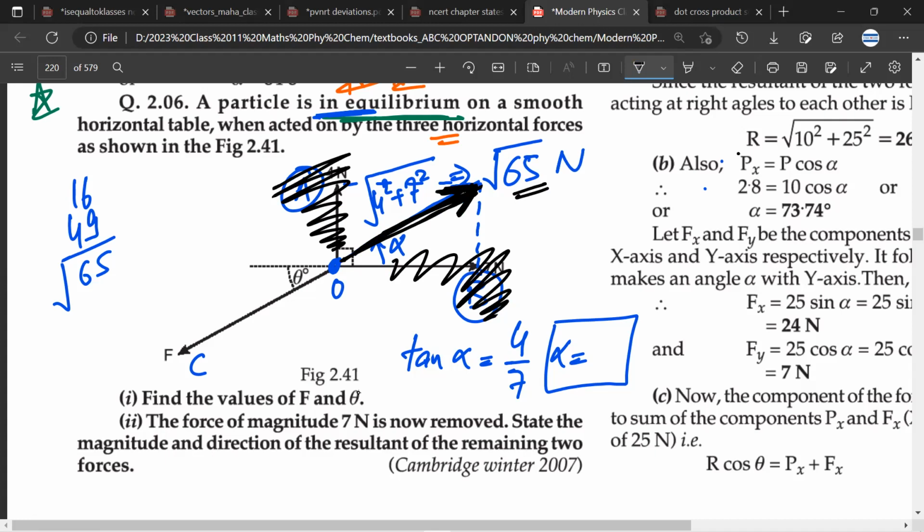Do you guys have a calculator? Can you tell me what is this angle? If you calculate 4/7, just use your calculator or your mobile to find the angle. Were you able to find the angle? I don't have a phone with me. Okay. So it is 29.74 degrees and I'm assuming it to be 30 degrees. Okay, are we clear? Yes.